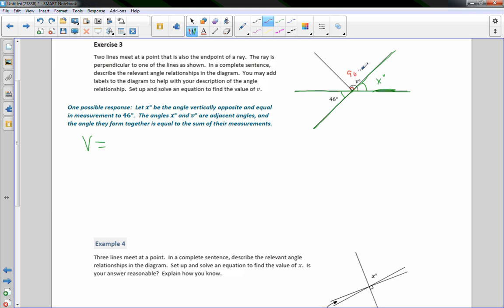Okay, so what they're saying is v equals this piece, which is 90 degrees, and this, which is 90 degrees plus x degrees, but keep in mind, we know that x is 46 degrees. Okay, so v equals 90 degrees plus 46 degrees, so v equals 136 degrees. Set up and solve an equation to find the value of v. So that is done. There is our answer. V equals 136 degrees.